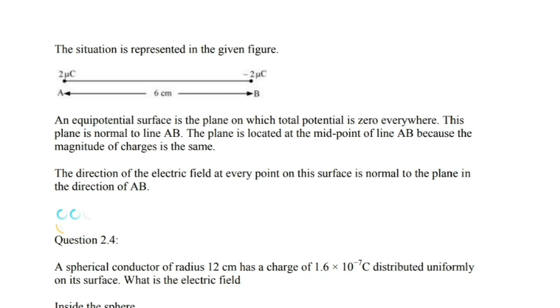This is the case with a dipole: the potential on the equatorial plane will be 0. So here the equipotential surface becomes the equatorial plane, that is the plane which is normal to the line joining the two charges, passing through the center. Through the midpoint of the line AB, assume a plane which is perpendicular to it. In that plane, the potential will be 0 and that will be an equipotential surface. And the direction of the electric field at every point on the surface is normal to the plane, in the direction AB.